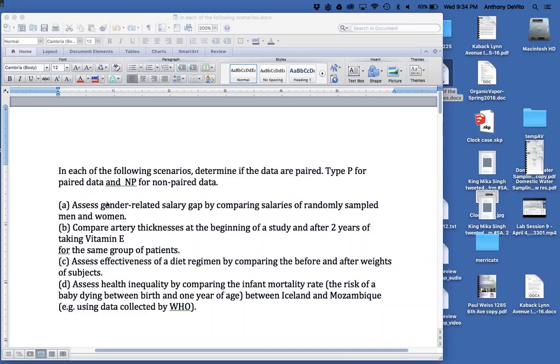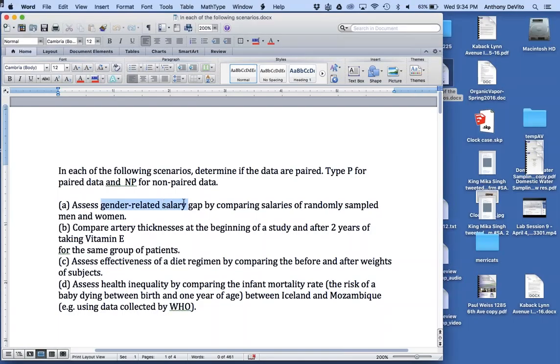Okay, let's say we want to assess the gender related salary gap by comparing salaries of randomly sampled men and women. Okay, so there are randomly selected men and women, and we're going to compare whether the salaries of the men are different from the salaries of the women. So one group is men, one group is women. So in that case, we know it can't be paired because since the gender is different, it's going to be two different people in each group whose salaries we're going to compare.